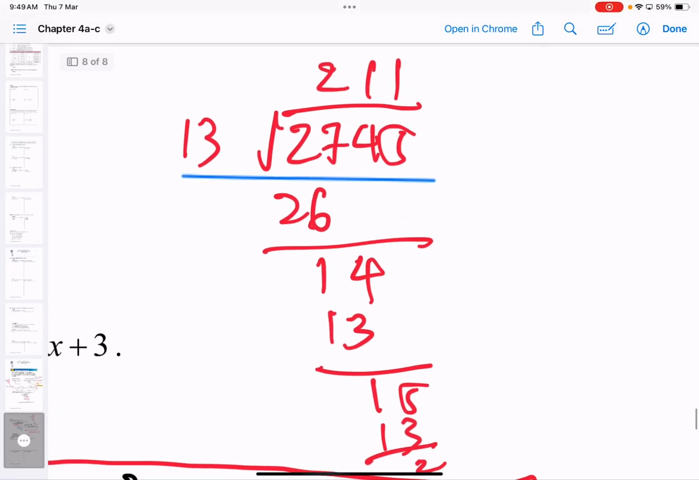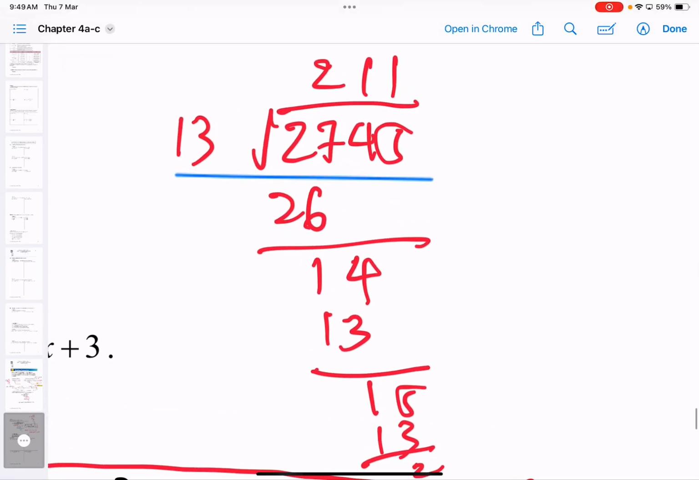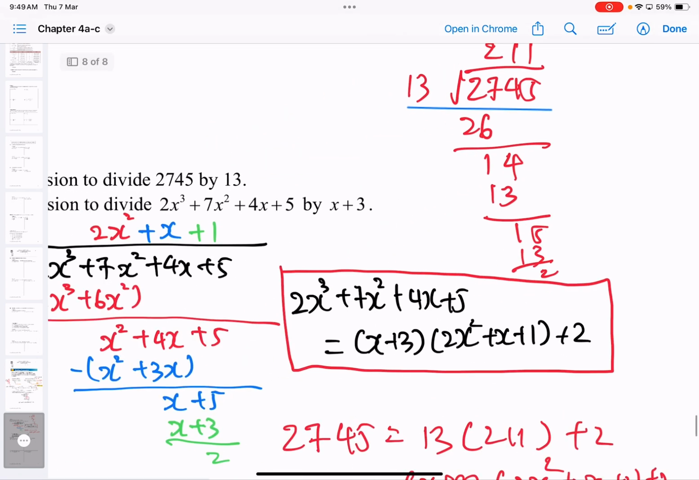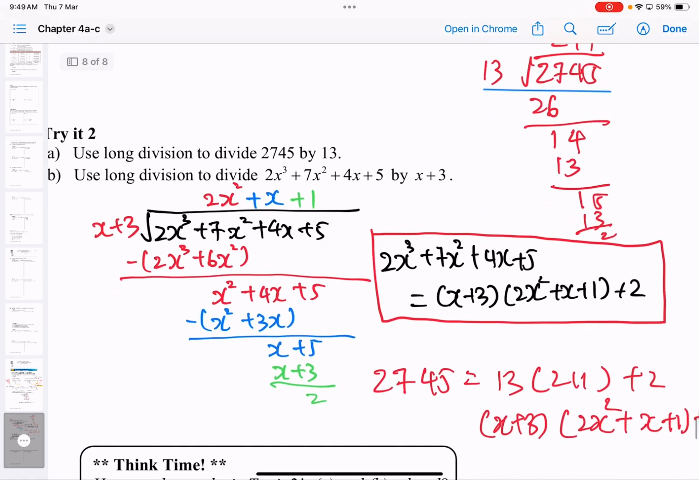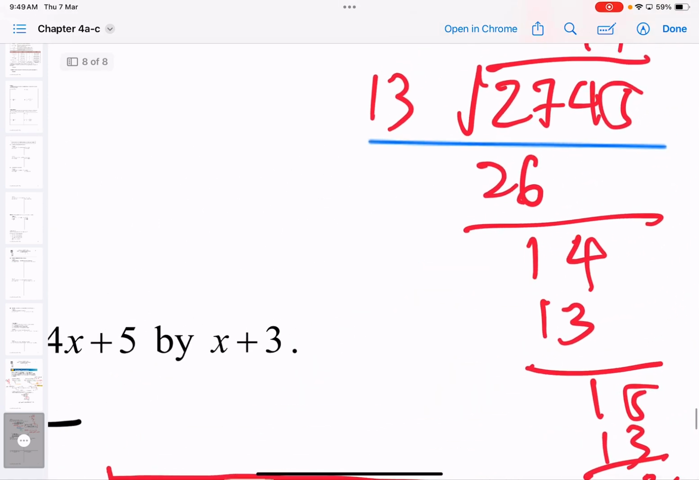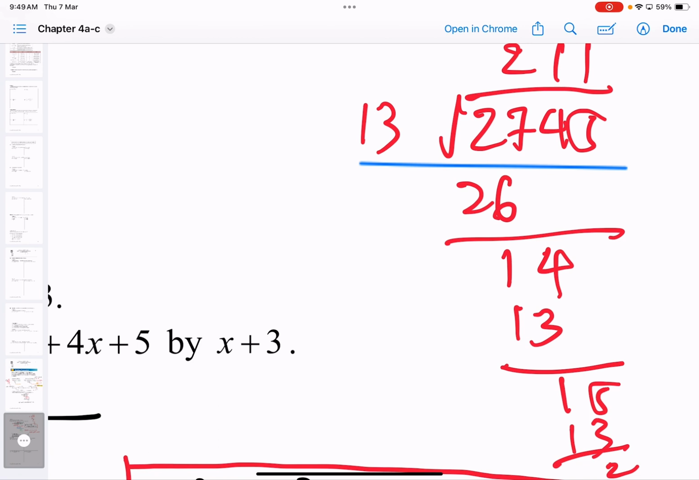Realize that 2745, you divide by 13, you get 211. So you can see here that the divisor is actually 13. Okay, so if you were to compare it with part B, where the divisor is x plus 3. If this is x plus 3, this is 13, therefore x must be 10.